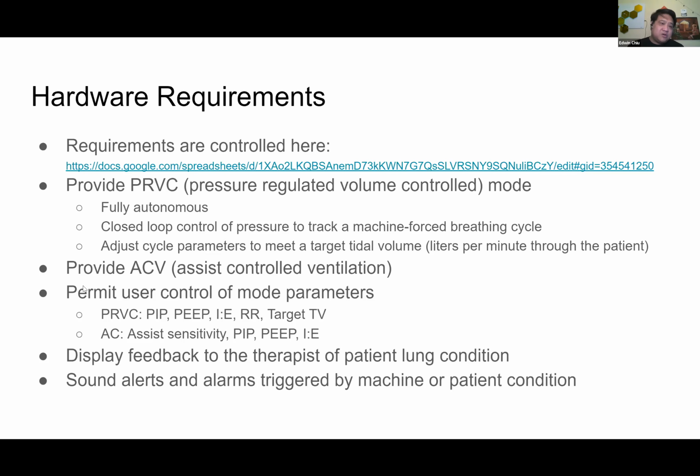The other mode of operation that we're trying to provide is called assist control ventilation. This is for a patient that is either just starting on the ventilator or is now recovering from the disease and is being weaned off of the ventilator. So we basically have a dial where we can adjust the sensitivity of the machine to the patient's own breathing effort. The machine will synchronize to the patient breath. The patient will initiate the breath, and the machine will follow that patient's effort and provide support in order to bring the patient back to full recovery.